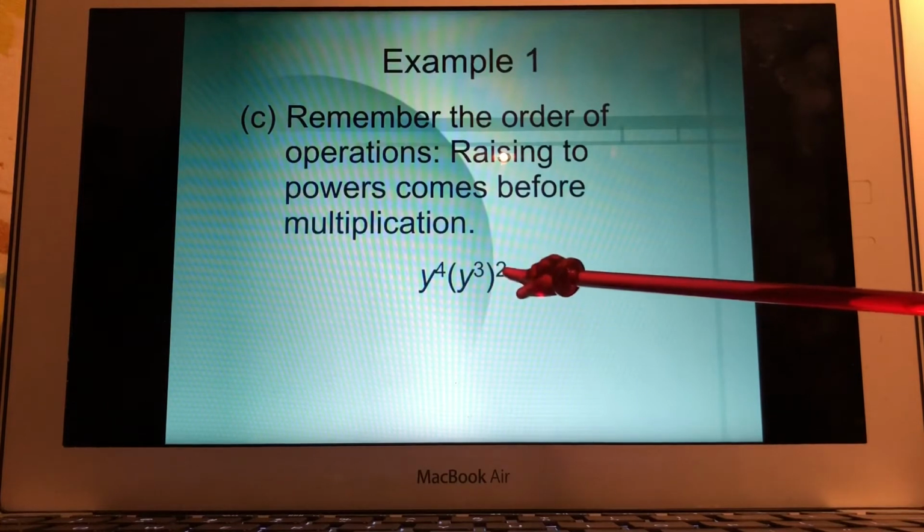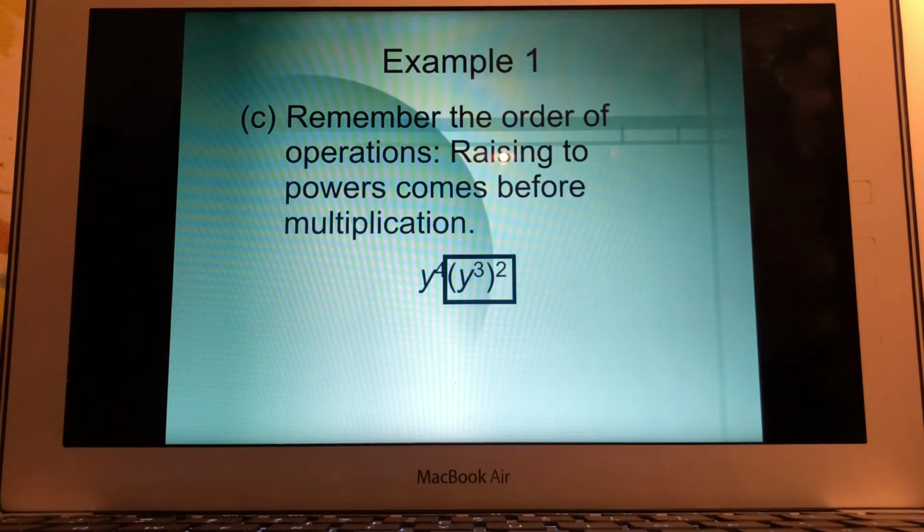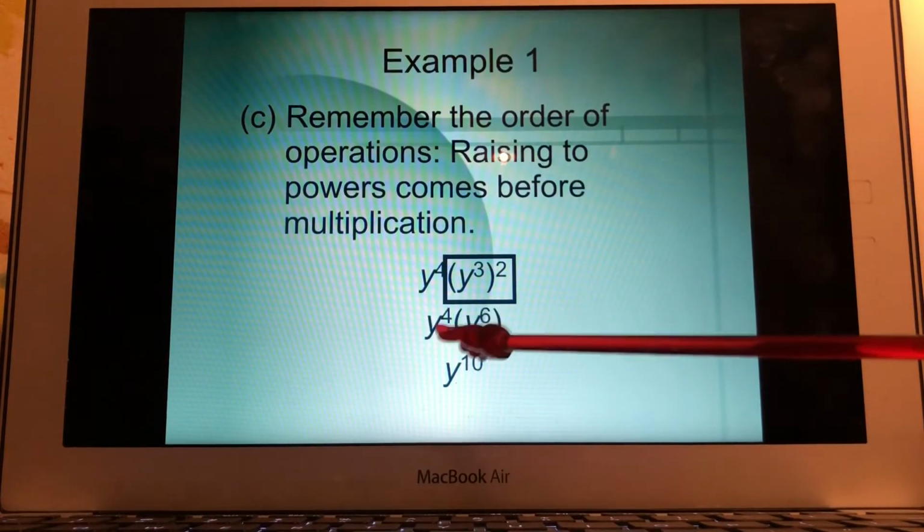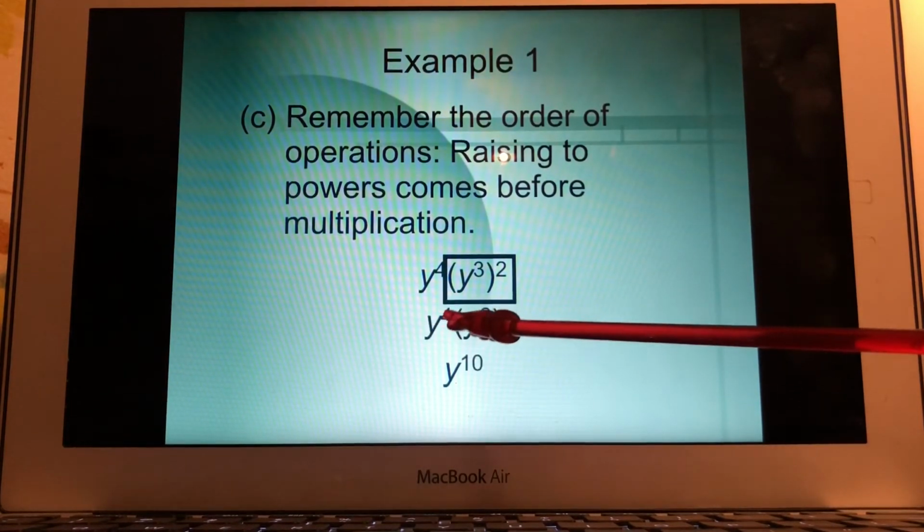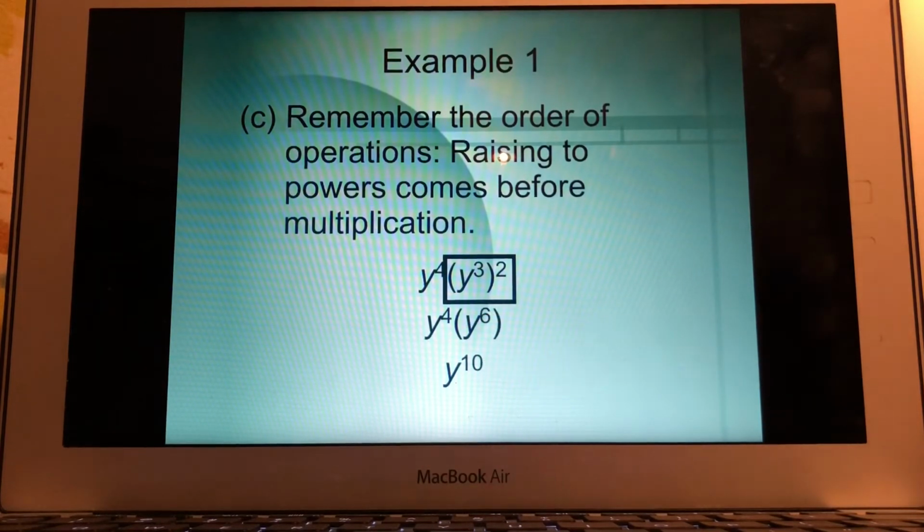Y cubed squared. I'm going to do that first. So that gives me y to the 4th times y to the 6th. And if I'm multiplying the two numbers, I add the powers, and it's going to be 4 plus 6, and that gives me 10. Y to the 10th power.